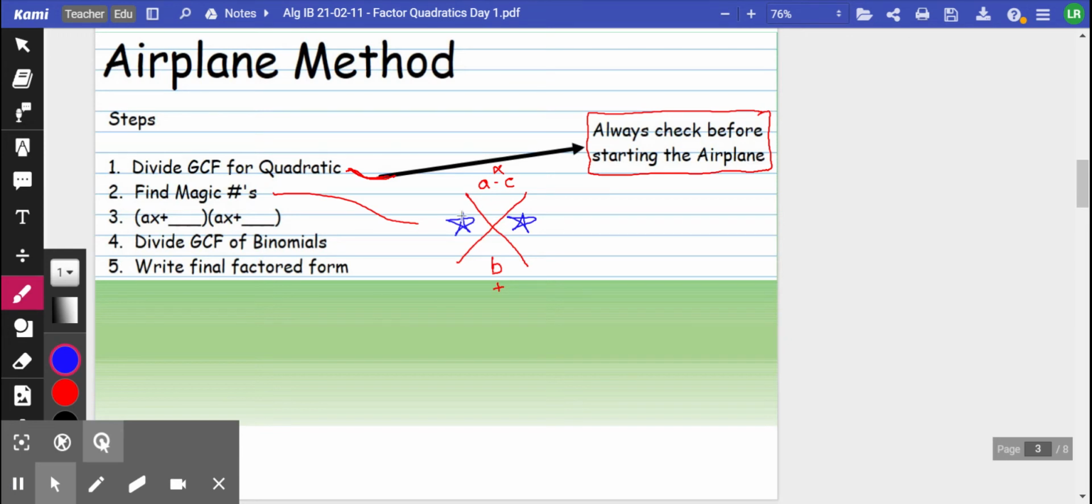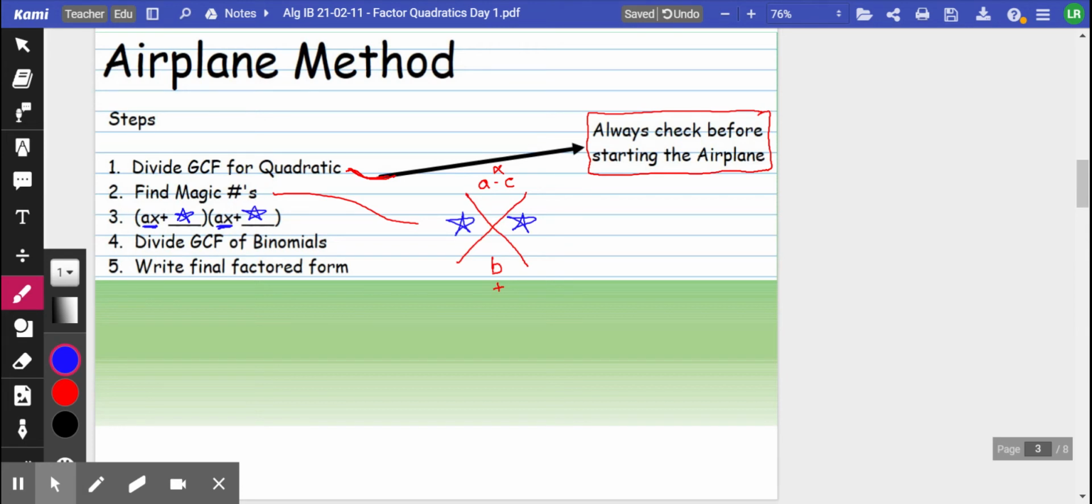Got our magic numbers. And now what we're going to do is we're going to put our wings out. Okay? So you always start off whatever AX is, and you'll see what I mean by that here soon. Always AX. And then in these other blanks, you are going to put whatever your 2 magic numbers are. Now, it doesn't matter which one you put where, but you put them both down.